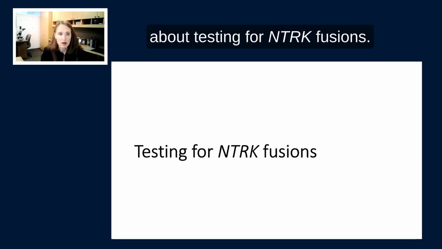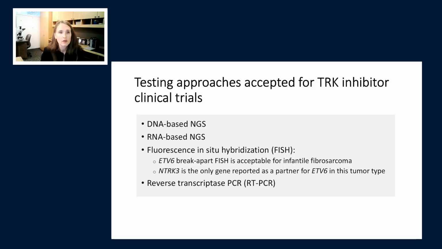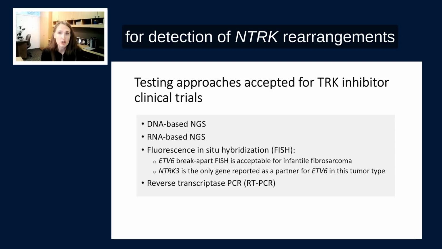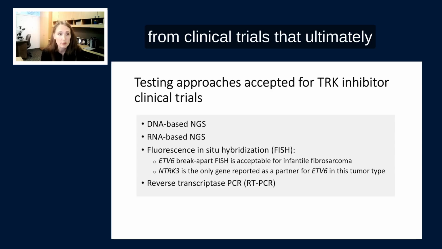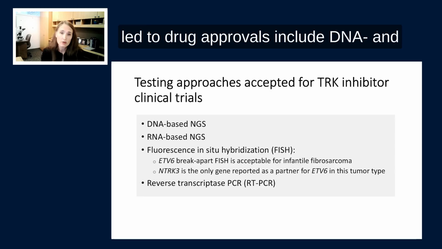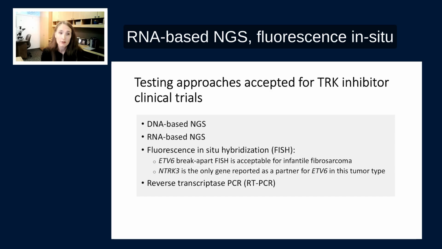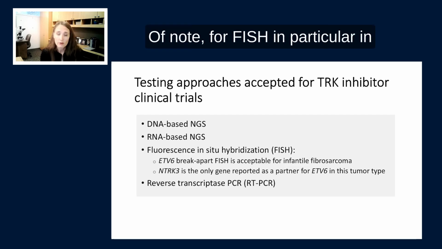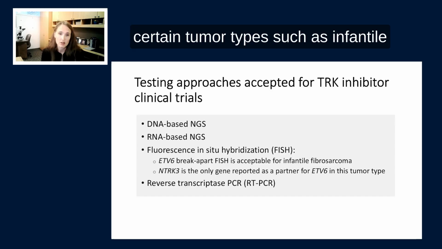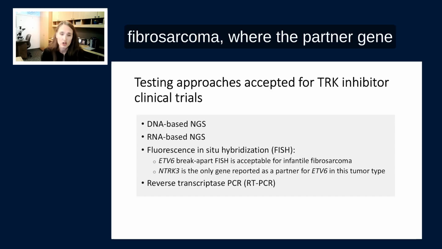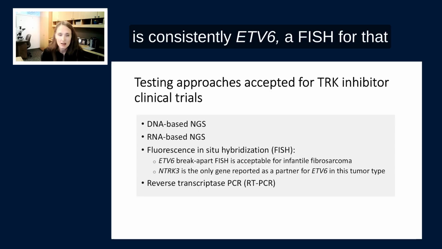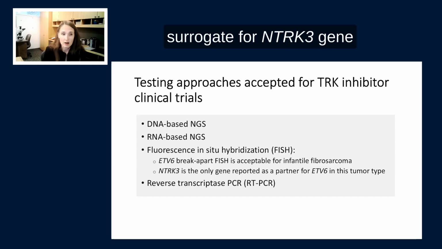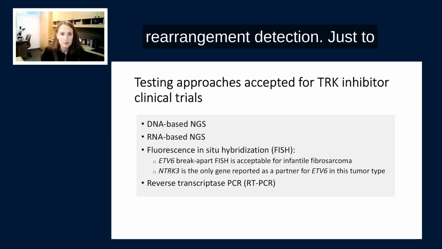So let's talk a little bit more about testing for NTRK fusions. The testing approaches that are accepted for detection of NTRK rearrangements from clinical trials that ultimately led to drug approvals include DNA and RNA-based NGS, fluorescence in situ hybridization, as well as reverse transcriptase PCR. Of note, for FISH in particular, in certain tumor types such as infantile fibrosarcoma, where the partner gene is consistently ETV6, FISH for that particular gene is acceptable as a surrogate for NTRK3 gene rearrangement detection.